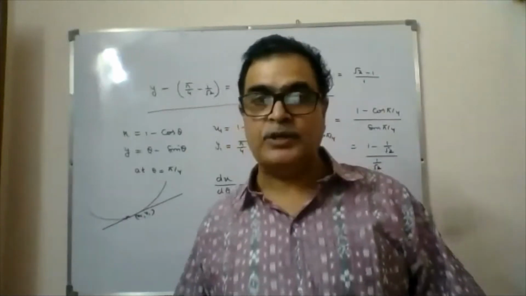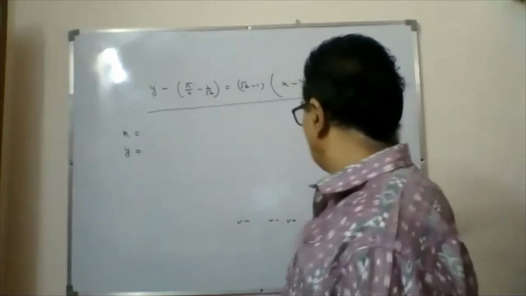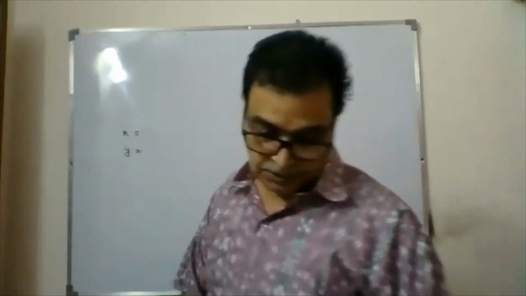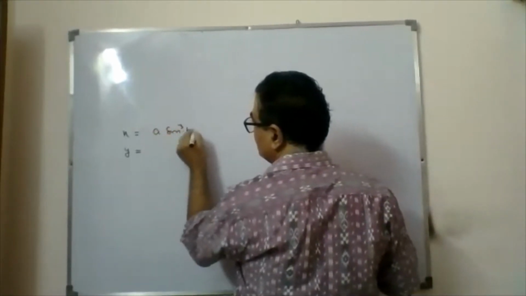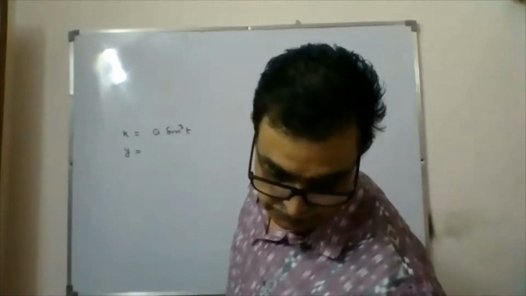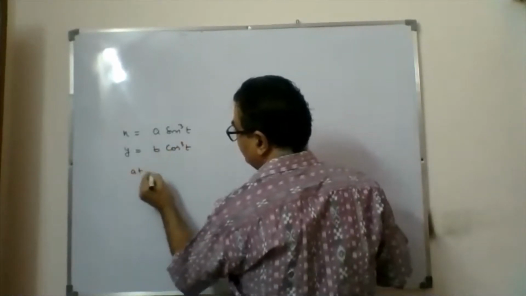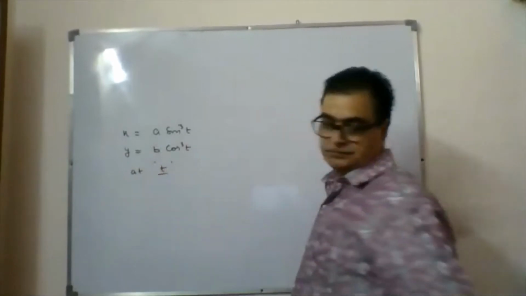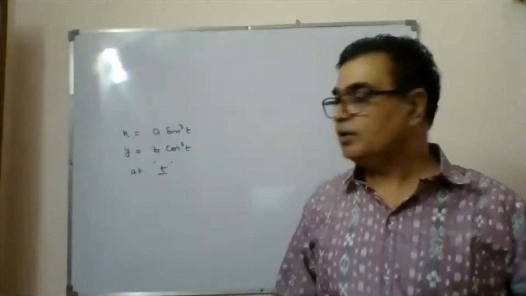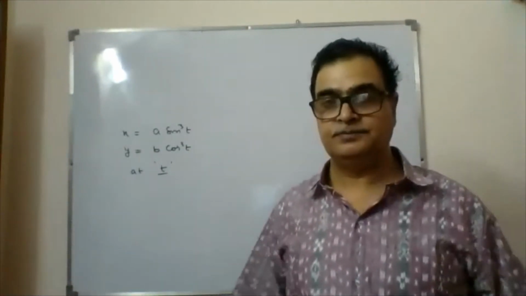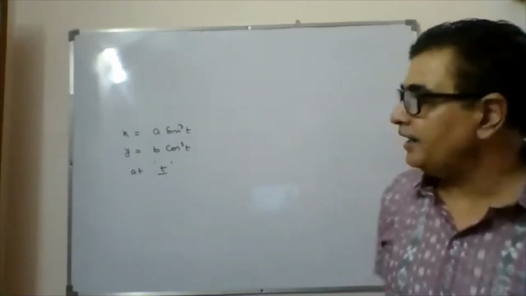Please find the equation of tangent and normal. Find the equation of tangent and normal to the curve x is equal to a sine cube t and y is equal to b cos cube t at t. At point t, we want the equation of tangent and normal.